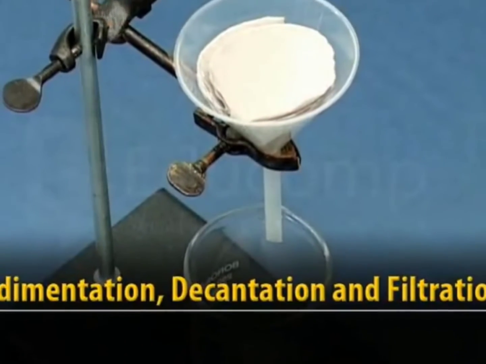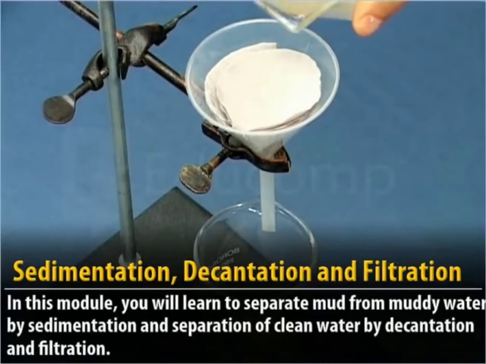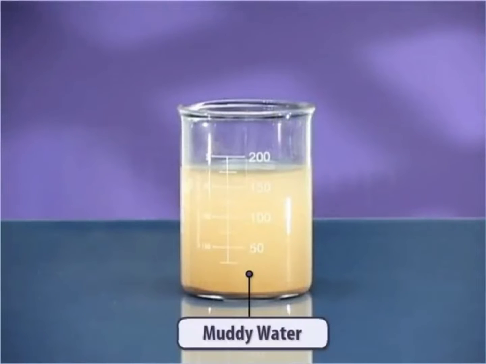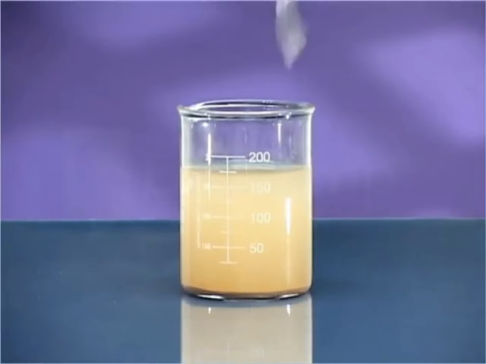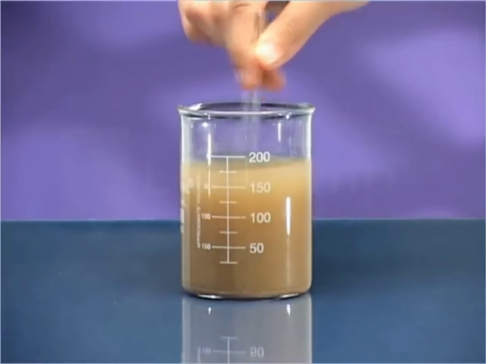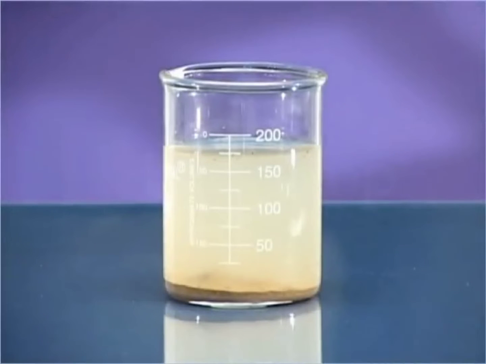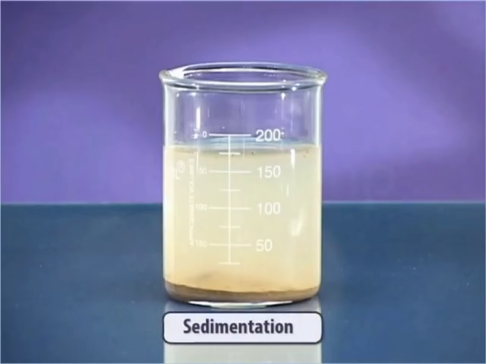Sedimentation, decantation, and filtration. In this video, we will learn how to separate mud from muddy water by sedimentation, and separate clean water by decantation and filtration. Muddy water is a mixture of soil and water. Stir this mixture well and leave it to settle. As you can see, the mud settles at the bottom of the beaker by the process of sedimentation.